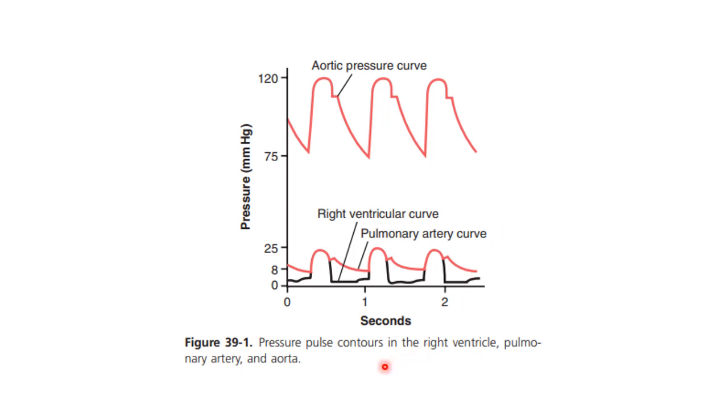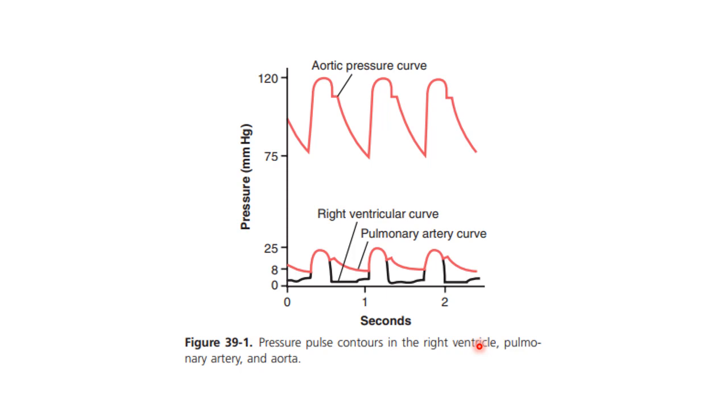This picture shows the pressures in the right ventricle, pulmonary artery, and the aorta. Remember that the right ventricle and the pulmonary artery are part of the pulmonary circulation. So the pulmonary circulation is classically described as a high flow, low pressure circulation, meaning a lot of blood will go through it, but you will not normally see a very high pressure. Okay, high flow, low pressure circulation.